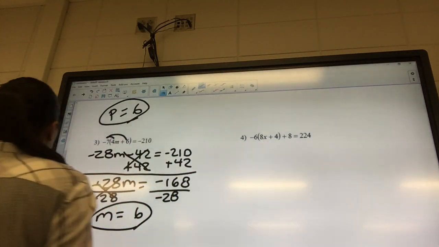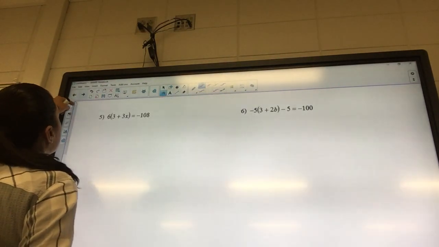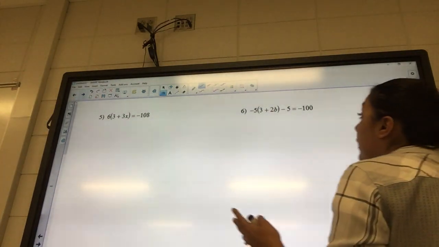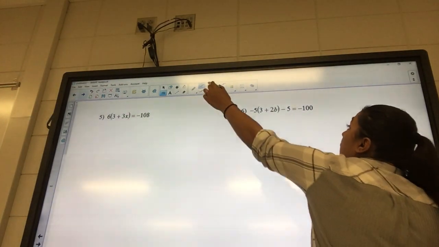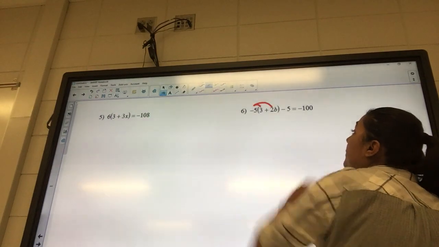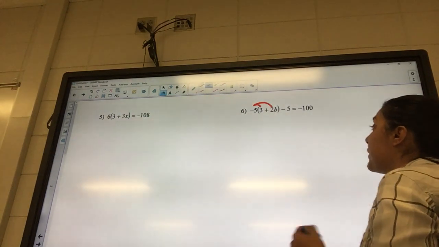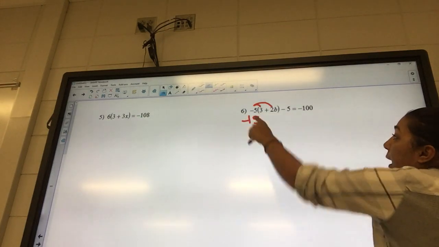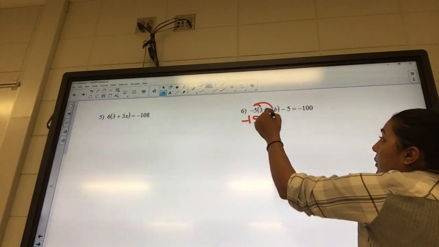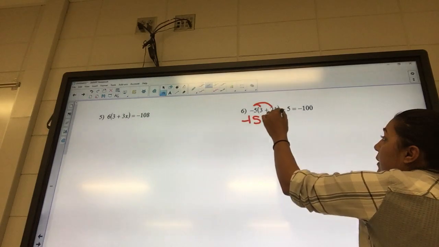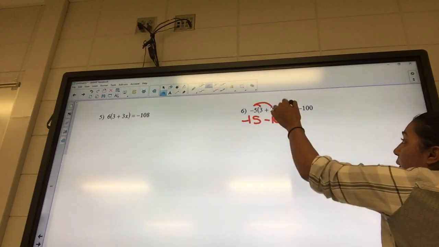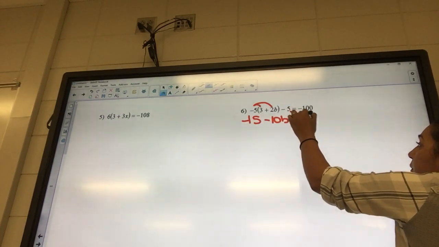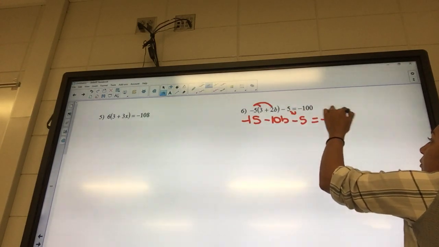Okay, look at number 6. So our first step is going to be to distribute. That means multiply. So negative 5 times 3 is going to be negative 15. Negative 5 times a positive 2 is going to be minus 10B. And then I have this minus 5 off to the side, so we can just drop that one down. So minus 5 equals negative 100.